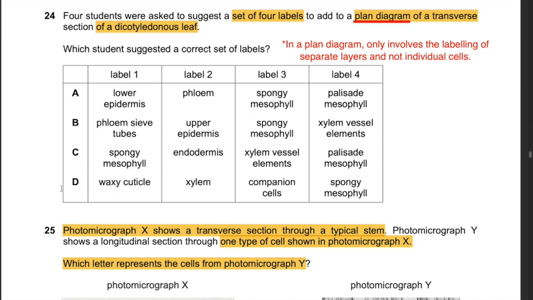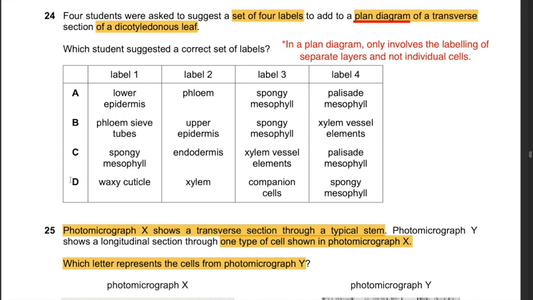elements, where xylem vessel elements are the cells that form the tissue xylem. Since they have mentioned xylem vessel elements, and xylem vessel elements are cells, you cannot add that label to a plan diagram. B also has xylem vessel elements, hence it is incorrect. Therefore, the correct answer is A.